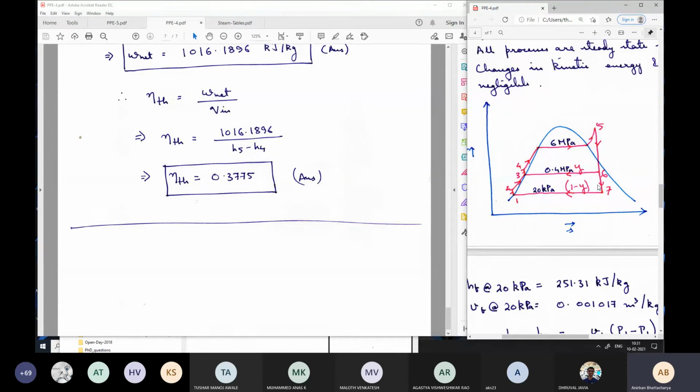How will you find point 6 in that case if it is in the superheated condition? Because there you don't have the definition of quality. So what will you do?